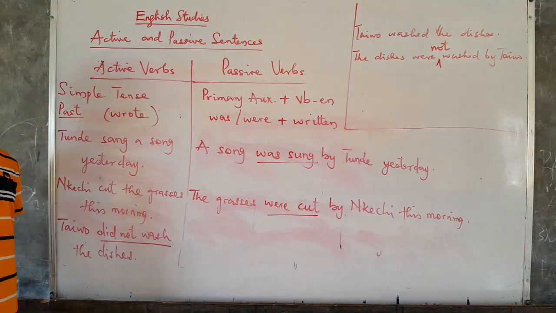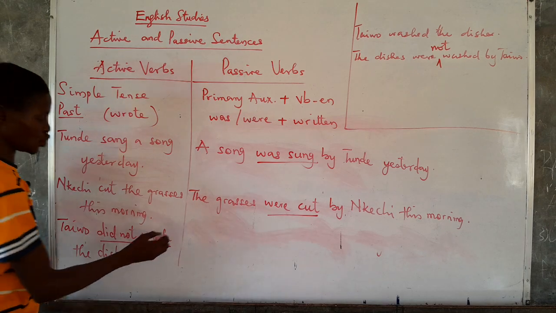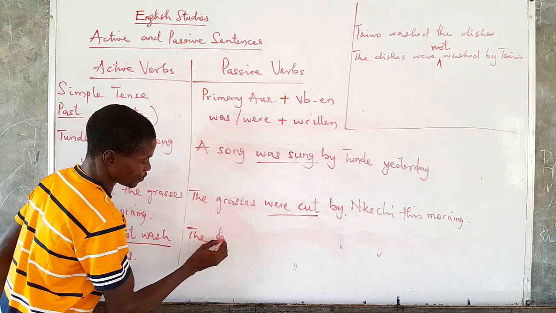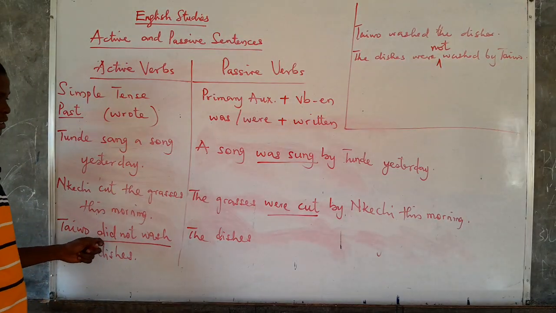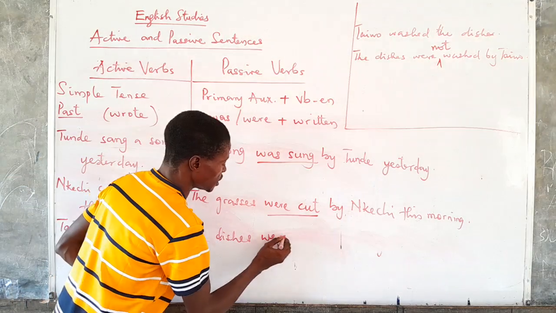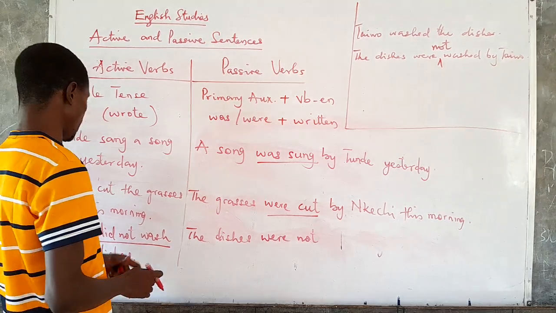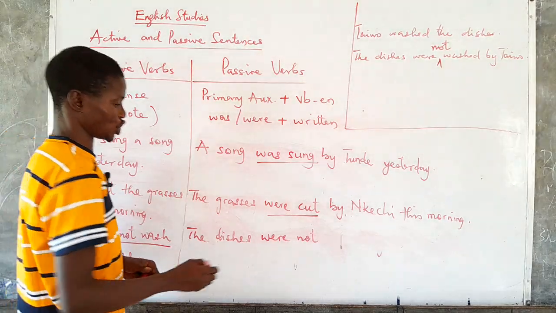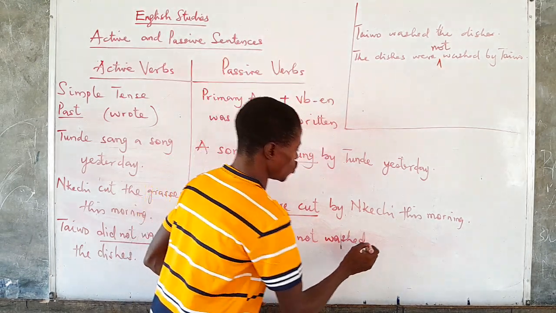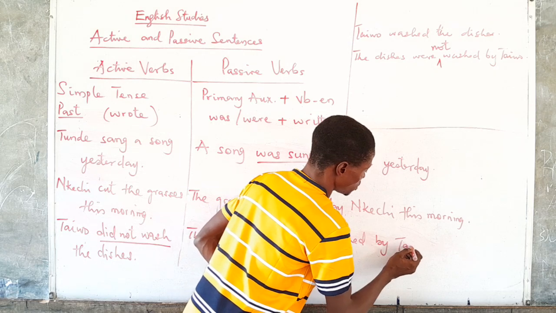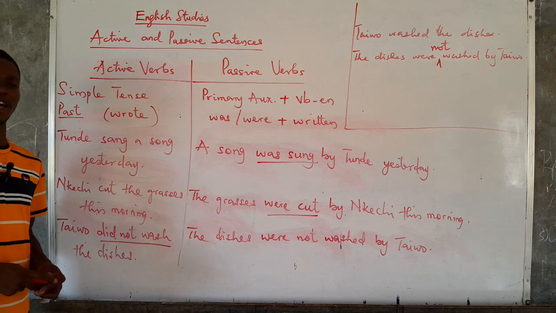Break your answer down. Taiwo did not wash the dishes. Change it to the dishes. The dishes, because this one is did, past tense. Use were. The dishes were not. Are we together now? Okay. Past participle of wash. Were not washed by whom? By Taiwo. Simple as A, B, C. That is that about that.